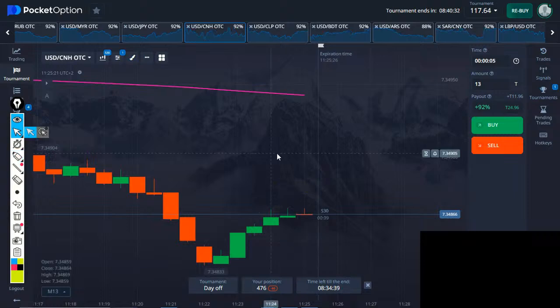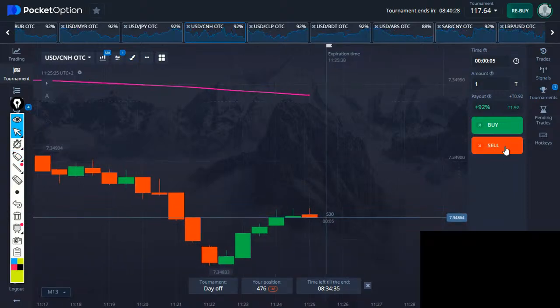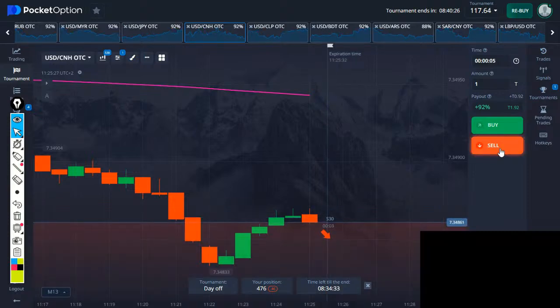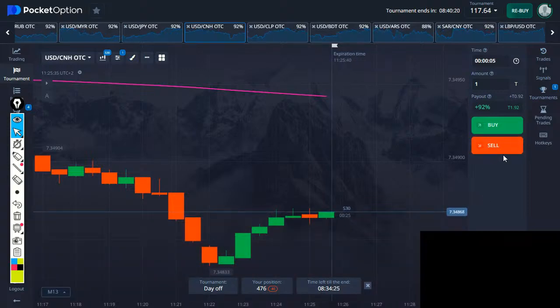We are in a downtrend. Give me red. Oops, let me change the amount to 1. So let's see the next bar open. We are looking for sells in this case. We have green, red, green, nope, we don't do anything. We wait for the next bar open.